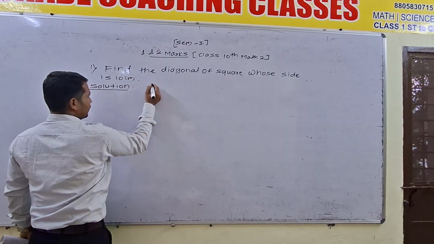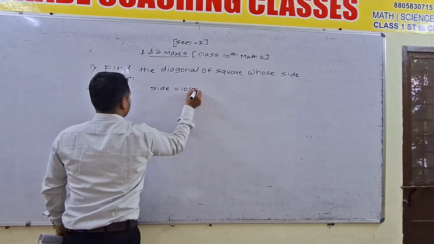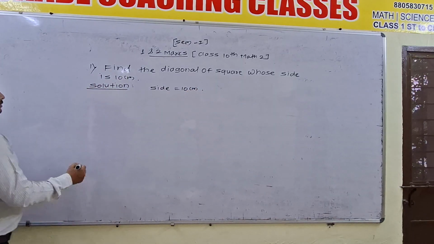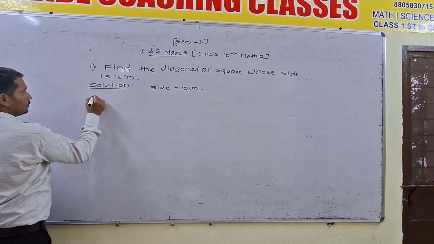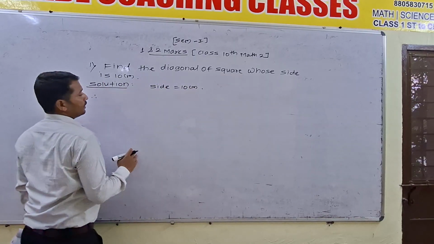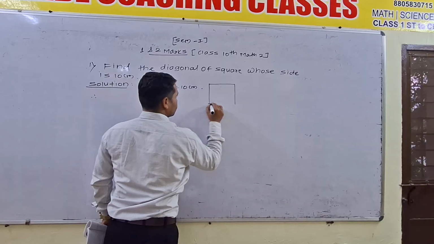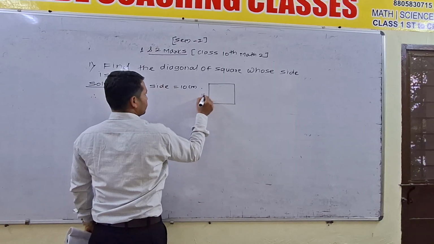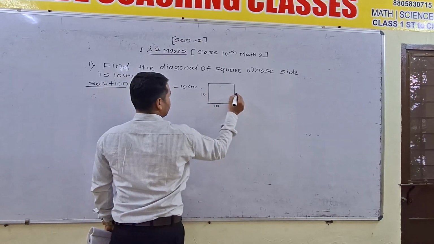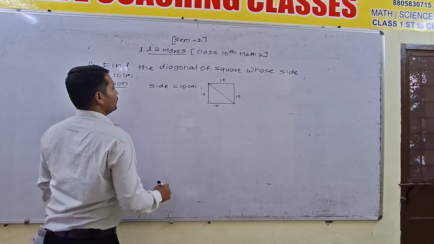We also know that the side is given. So what is the side? Side is 10 centimeter. Okay, right. So the diagonal of a square whose side is 10 centimeter. Look at it also. There is a square. All sides are equal. So there is 10 centimeter, 10 centimeter, 10 centimeter, 10 centimeter, and there is a hypotenuse.